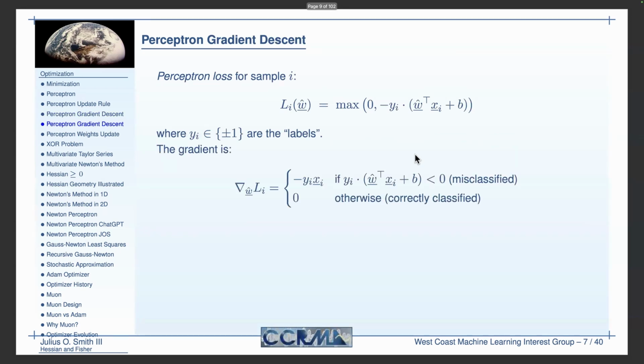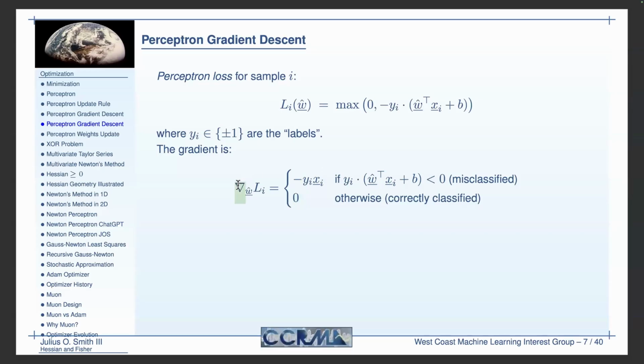Okay, so we've got labels, we've got data, and we now take a gradient, and the gradient is the perceptron update quantity: the output, plus or minus one, times the input vector, and negated because we want to go in the direction of the negative gradient.